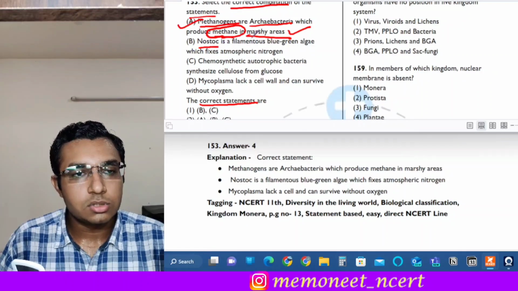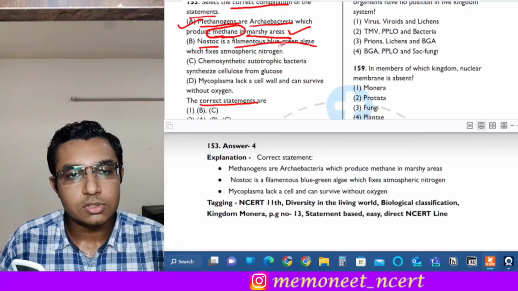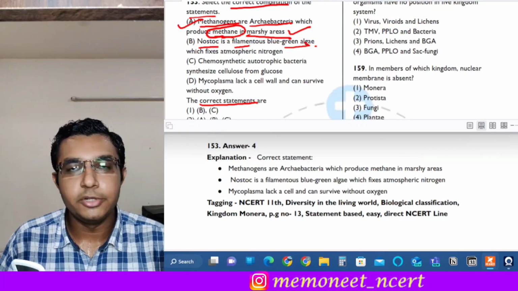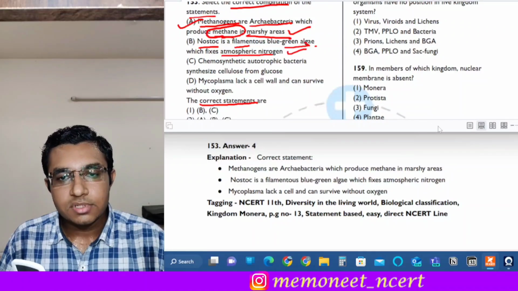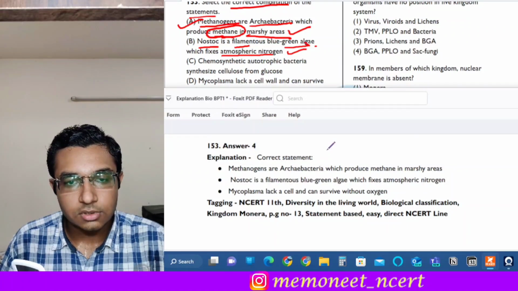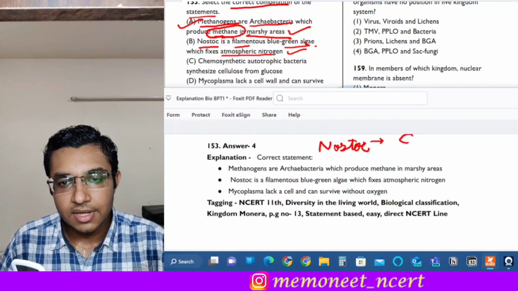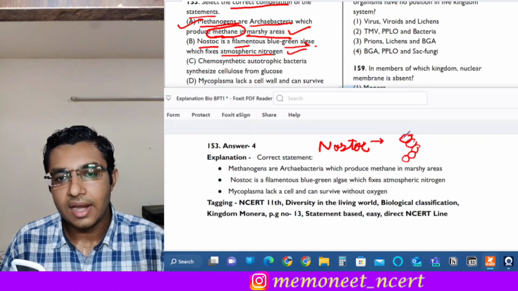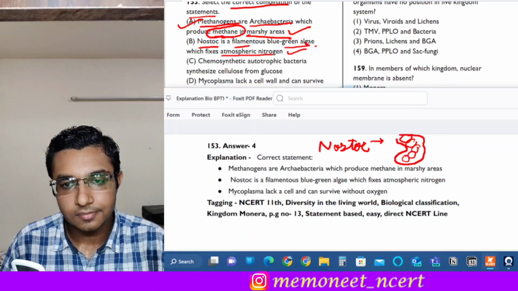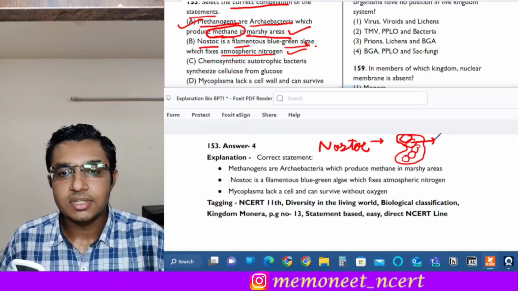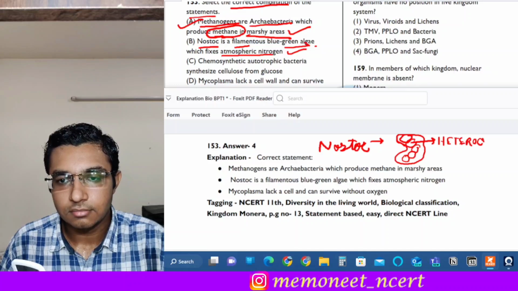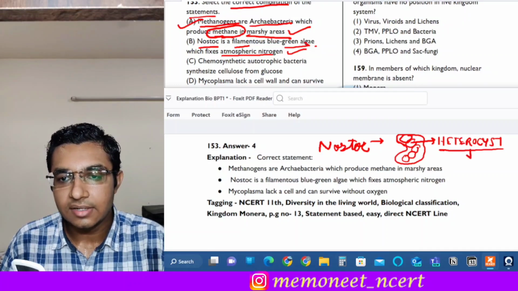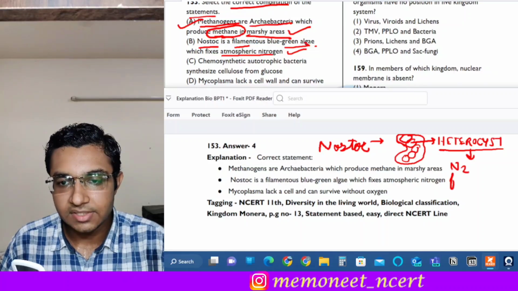The next statement is: Nostoc is a filamentous blue-green algae, okay? So Nostoc is a filamentous blue-green algae which fixes atmospheric nitrogen, okay? So yes, this statement is also correct. Why? Because if you see the structure of Nostoc, you might have seen the structure like this. Okay, there are several cells arranged like this, and a mucilaginous sheath is present around these cells. So among these cells, specialized cells are present, which are called heterocysts, okay, and these heterocysts are responsible for nitrogen fixation.